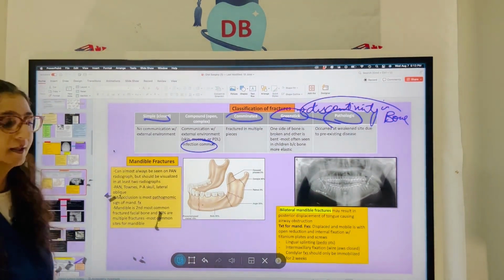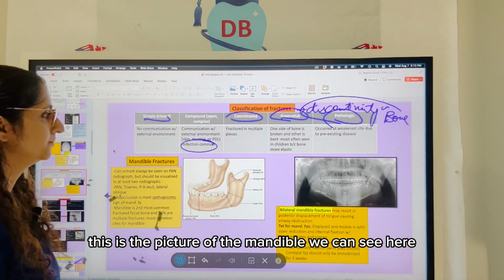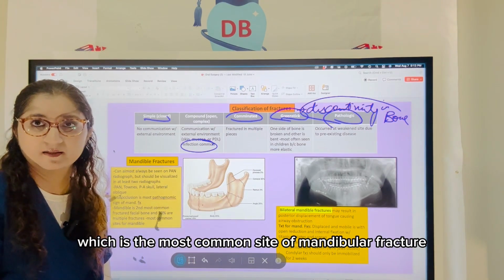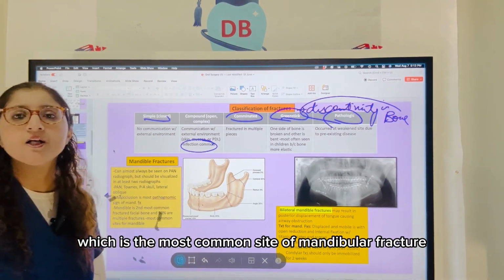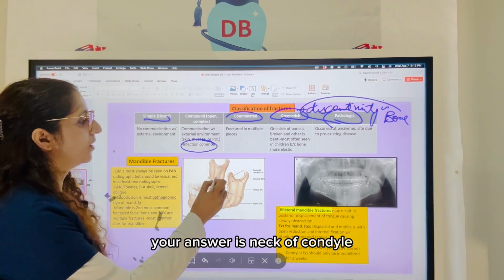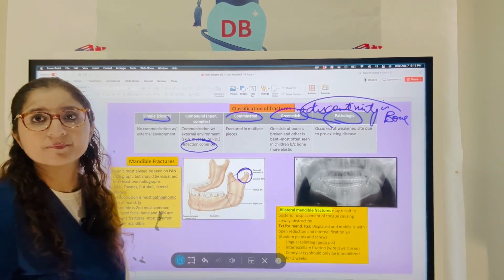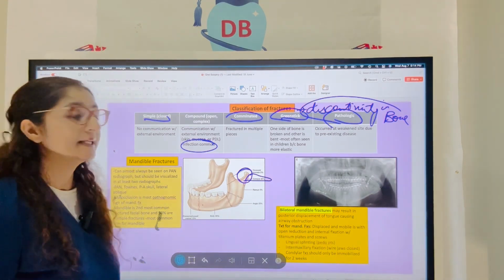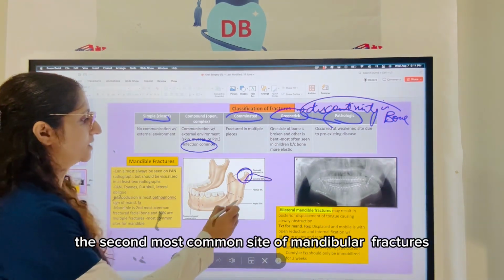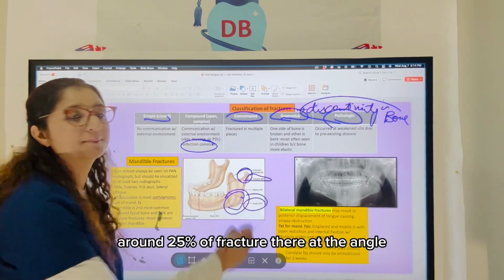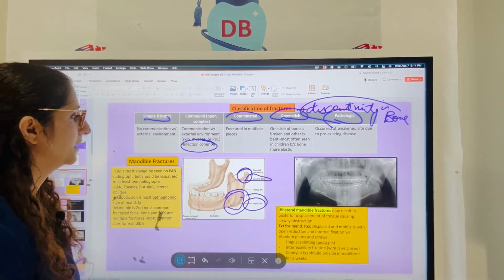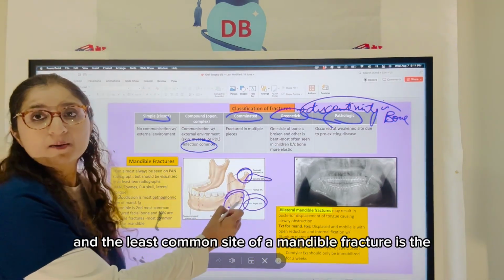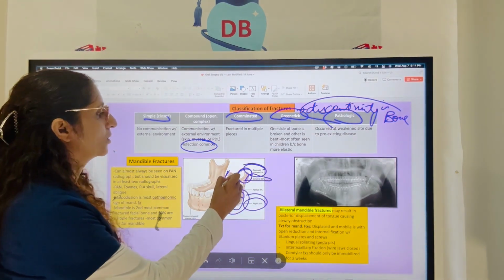Now let us see, this is the picture of the mandible we can see here. If you talk about the mandible, which is the most common site of mandibular fracture? Your answer is the neck of the condyle. Around 30% of fractures are at the neck of the condyle. The second most common site of mandibular fracture is actually the angle. Around 25% of fractures are at the angle. Then comes the body, the parasymphyseal area, and the least common site of a mandibular fracture is the coronoid process that we have here.